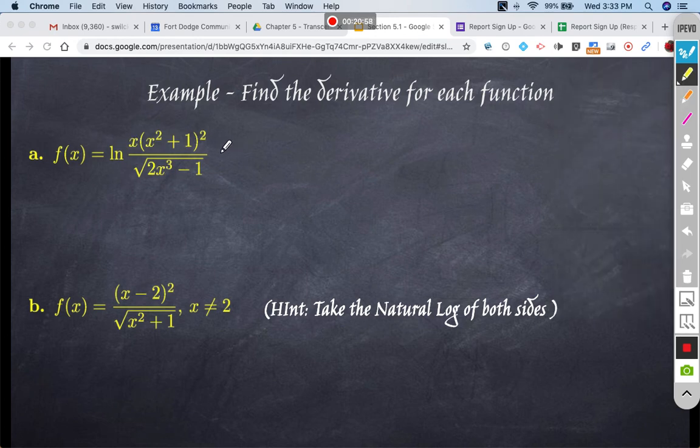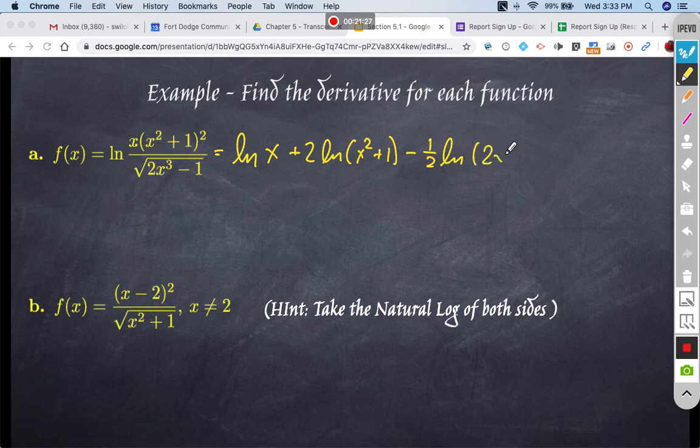I can use the properties of logarithms and say this is the natural log of x. This is a product, so we make that the sum. So plus, here is something to a power, 2 natural log of x squared plus 1. Now I'm dividing. Well, this is to the 1/2 power. So I'm just going to say 1/2 the natural log of 2x cubed minus 1.